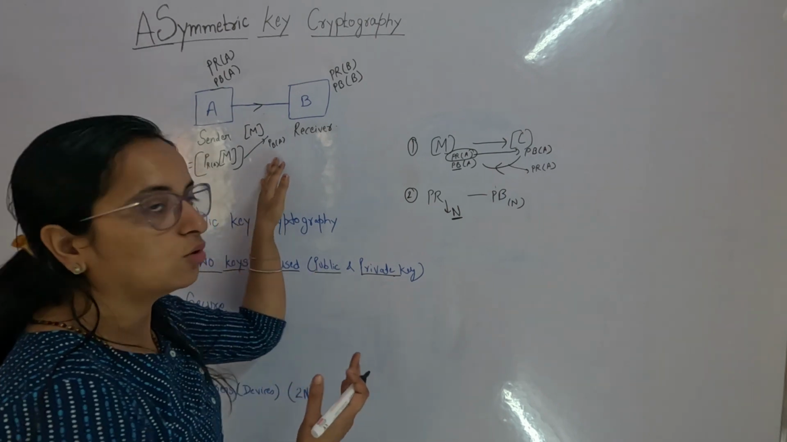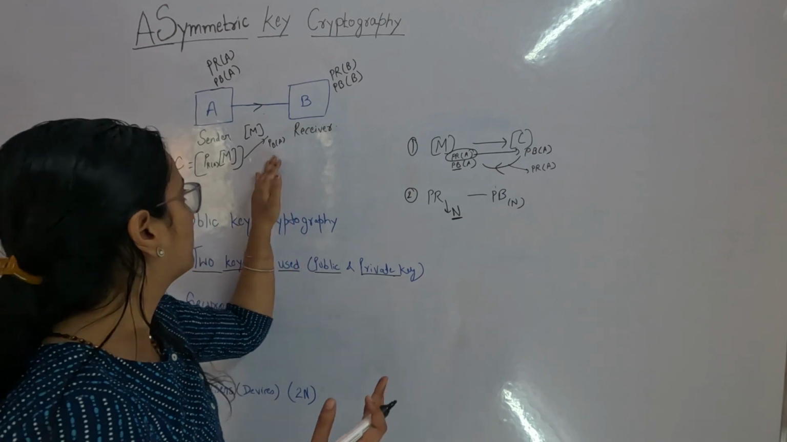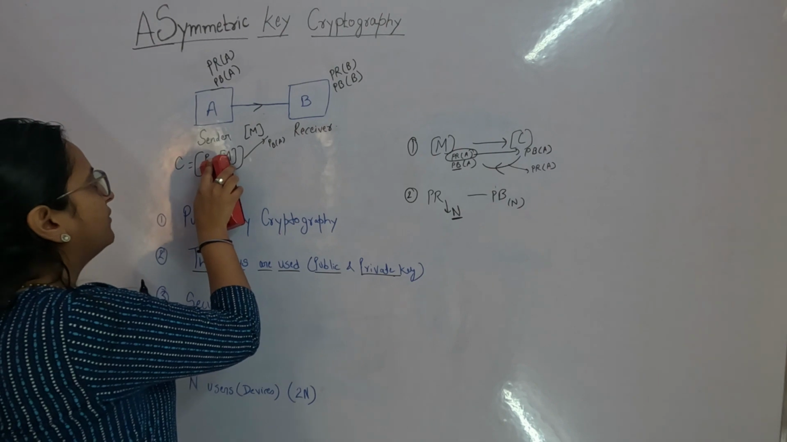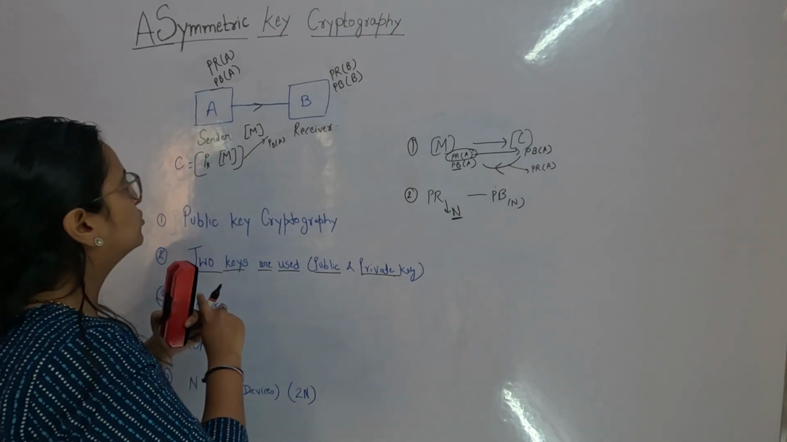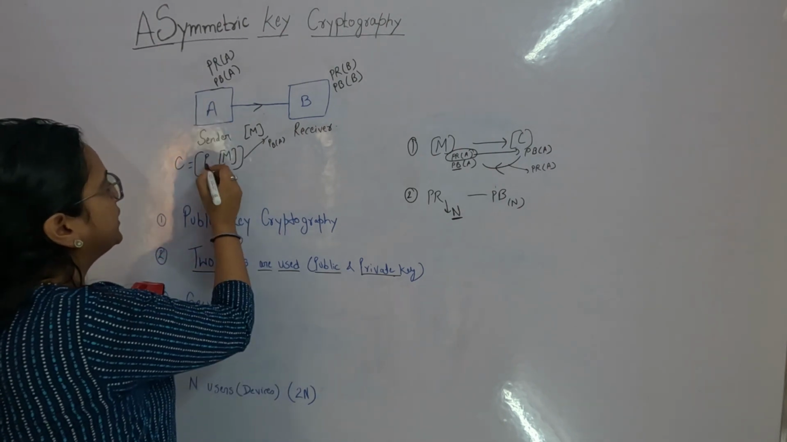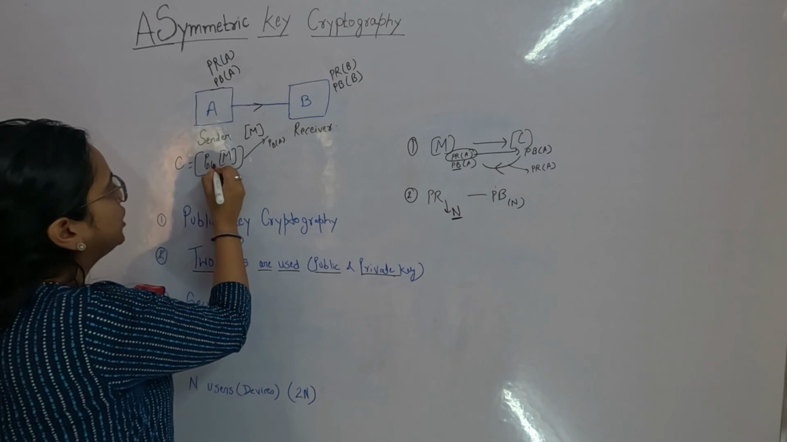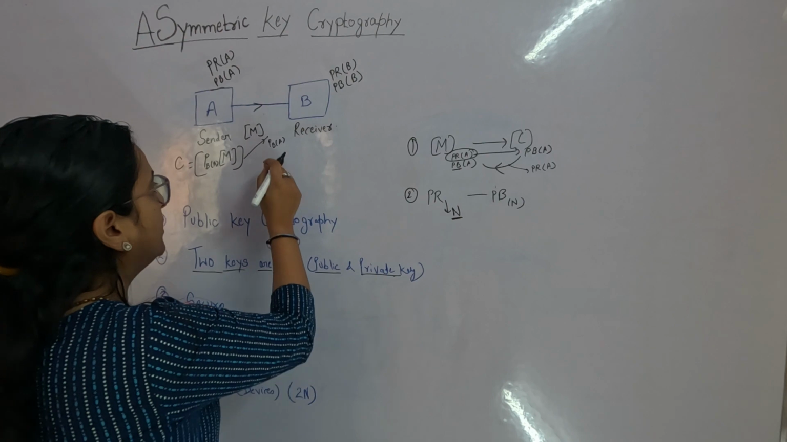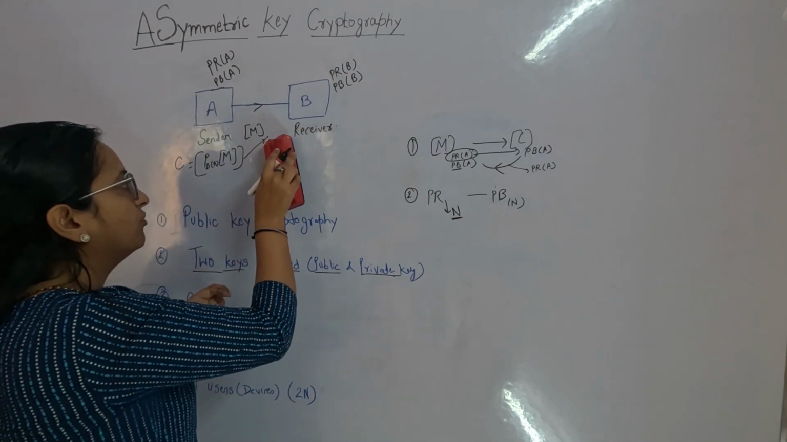So this way is not correct, because any other user can also see our message. Now if we use, instead of the private key of A, the public key of A, it can be decrypted with the private key of A.